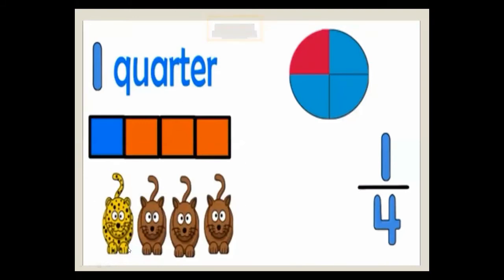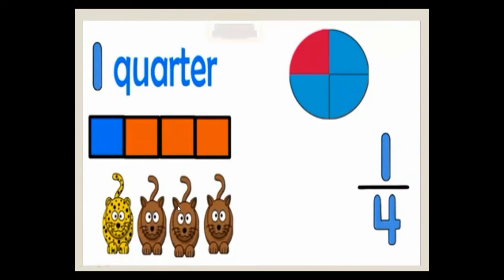Okay, now see the tigers. What are these? These are the tigers. How many tigers do we have? Let's count. 1, 2, 3, 4. We have 4 tigers. 3 have the same color and 1 is different in color. It is also showing us the fraction form. It is the 1 quarter of the 4.